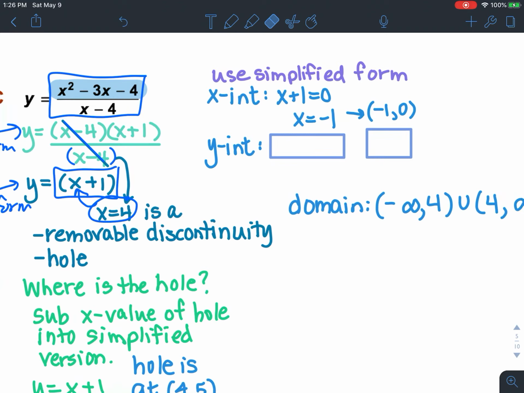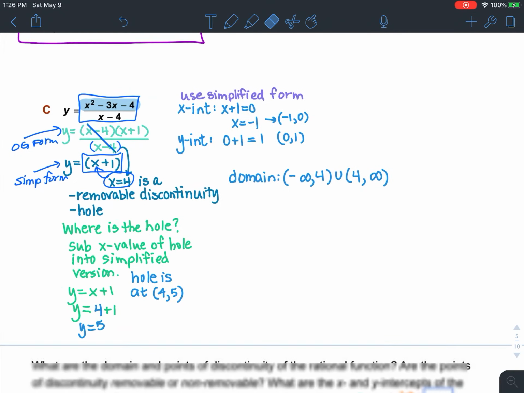Okay. The y-intercept shouldn't matter which version you put it in at all. I just put it into the top. It doesn't matter because that factor cancels, so whatever you put there is going to cancel. So there's my y-intercept.